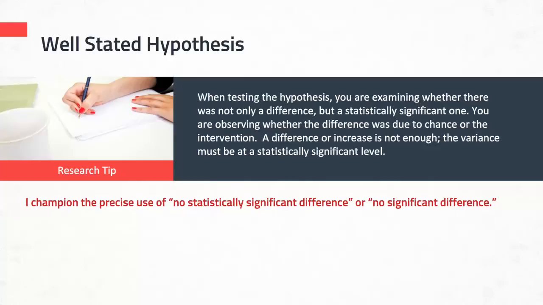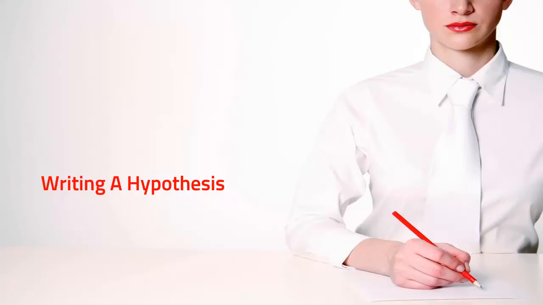So now you understand Bartos' 5 primary characteristics of writing a well-stated researchable hypothesis, as well as the importance of using precise terminology. So you should now be able to go out and write a well-stated researchable hypothesis for your research proposal or study.